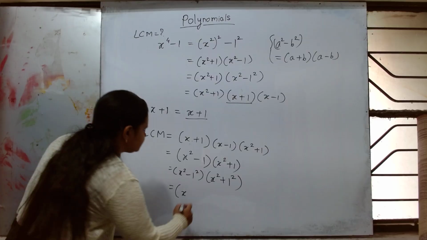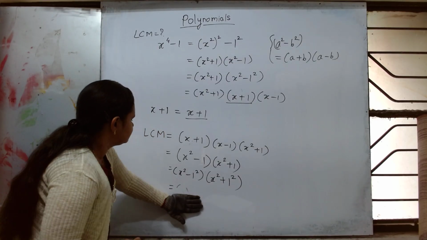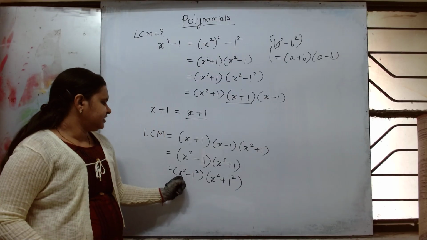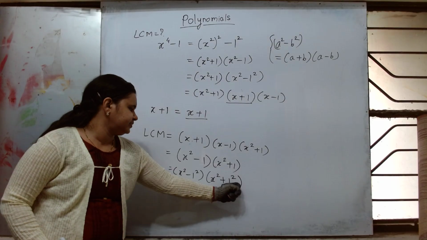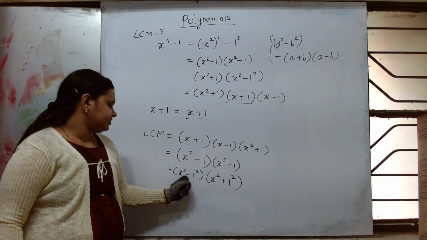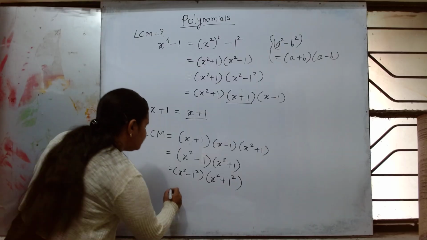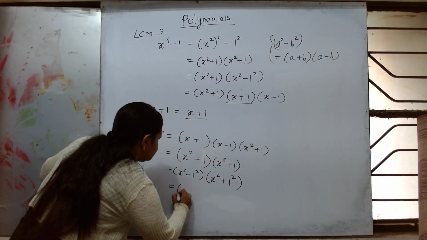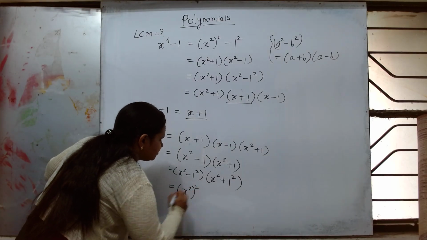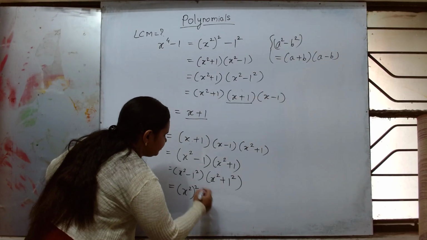Here it is a minus b, a plus b. Here a is x square and b is 1 square. So a square will be x square square, and b square will be 1 square.